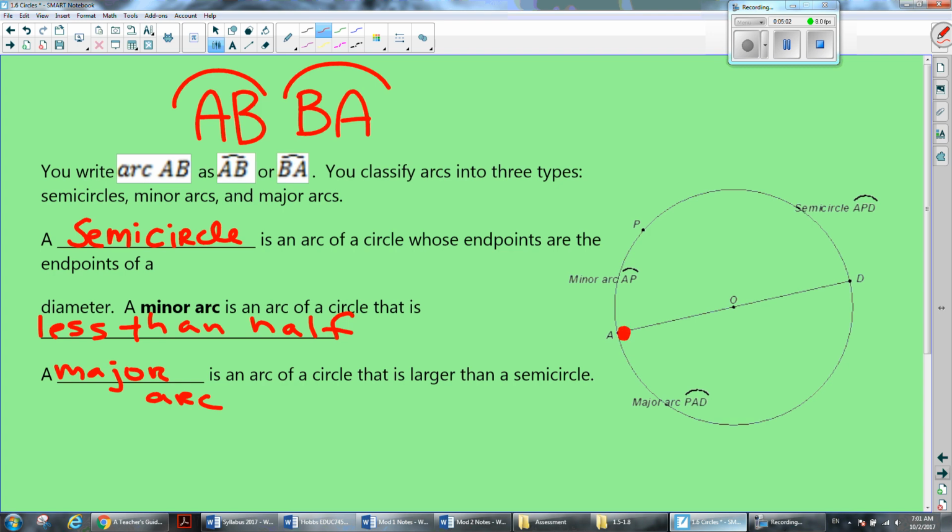So here's minor arc AP, or you could have said minor arc PA. Then a major arc is an arc of a circle that's longer than a semicircle. So it's got to go more than half of the way around the circle. So now we're starting at P, going through point A, and ending at point D.